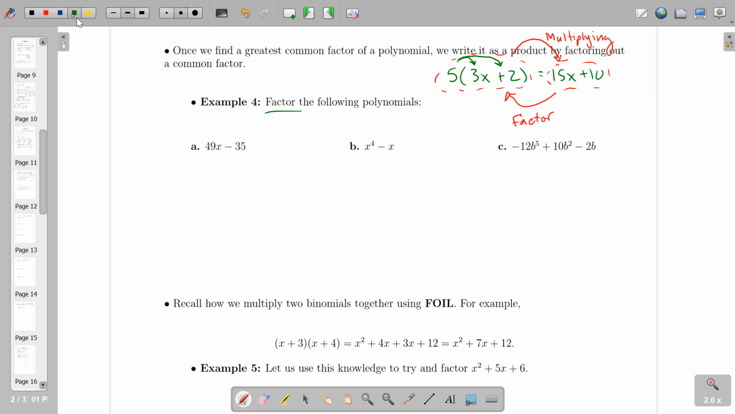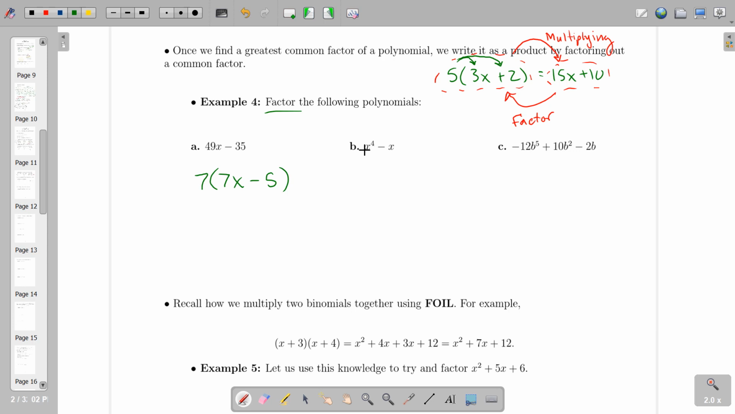So if I take something like 49x minus 35, I want to factor out the greatest common factor. Well, 49 can be divided by 7, 35 can be divided by 7, so if I pull a 7 outside, then in this term I think to myself, what do I multiply 7 by to create 49x? I would multiply it by 7x. What do I multiply 7 by to create negative 35? Multiply it by minus 5.